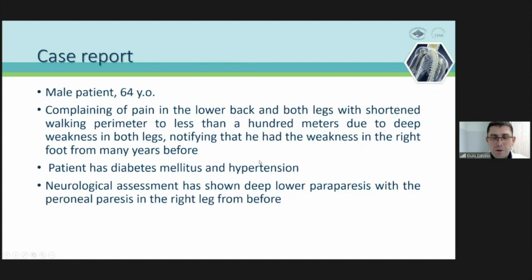The second patient is a male patient, 64 years old, complaining of pain in the lower back and both legs, with a shortened walking perimeter of less than 100 meters due to weakness in both legs, noting that he had weakness in the right foot from many years before. The patient had diabetes mellitus and hypertension in his medical history, and the neurological assessment showed deep lower paraparesis with peroneal paresis on the right leg from before.